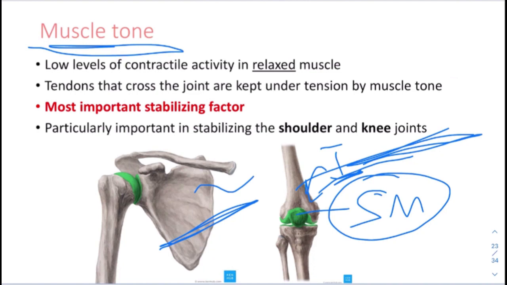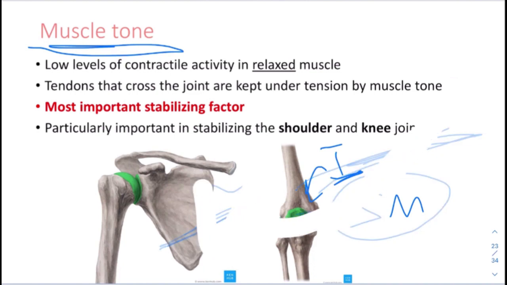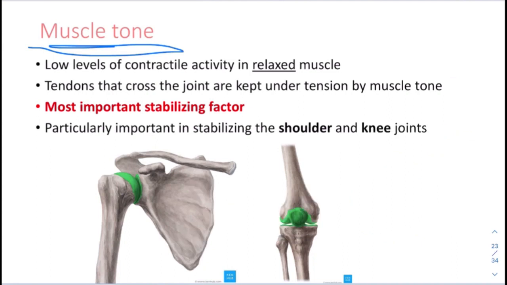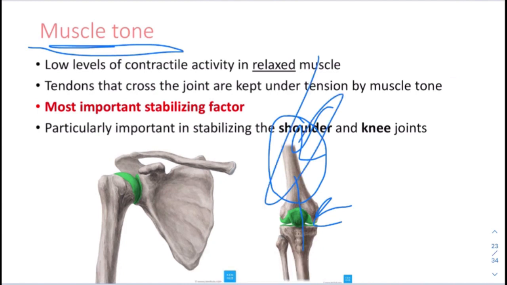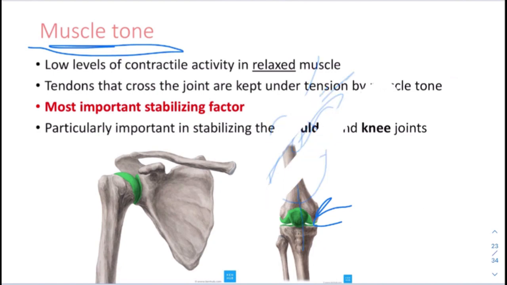So these tendons that cross the joint play a very, very important role in stability of the joint. For example, here we would have the quadriceps muscle, and then its tendon attaches here. The tendon of the quadriceps actually spans the knee joint, and so the muscle tone in the quadriceps causes the tendon to be under tension, and this is a very important factor in stability of synovial joints. So this is one example. And then another example of this is the shoulder joint.